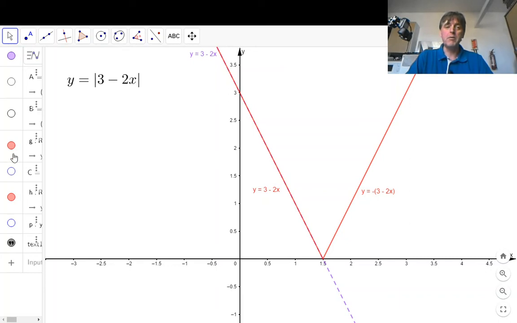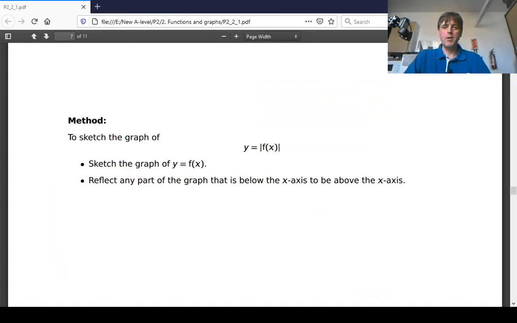So overall, what we're going to have in total is that graph there. The part of the original graph which was already above the axis is just going to stay put, and then the part which happened to be below the axis is going to be reflected above the axis there. Okay, so there's the method on the screen here. If we have a graph which is y equals the modulus of some function of x, then all we've got to do to sketch it is sketch the graph of that function of x, and then any part of the graph which is below the x-axis will be reflected to be above the x-axis.